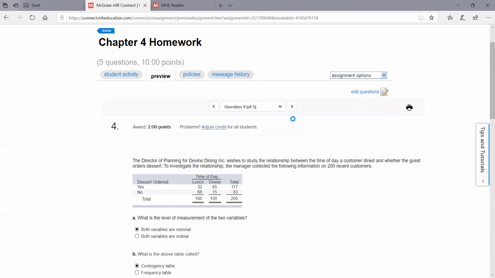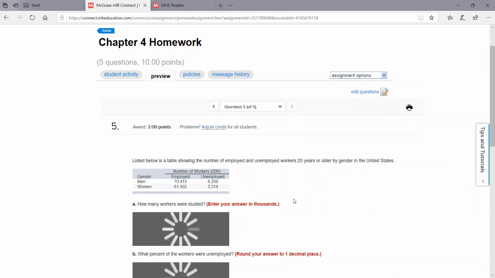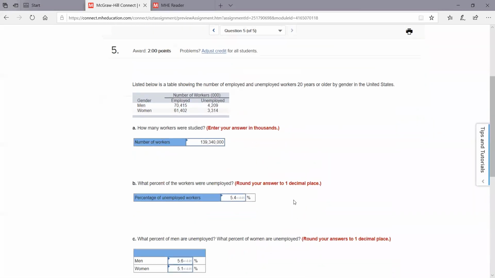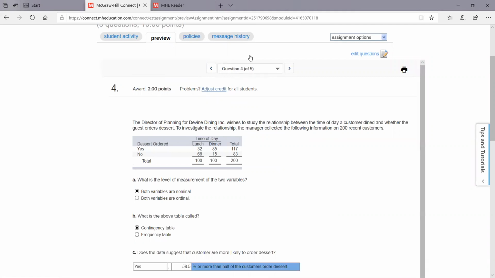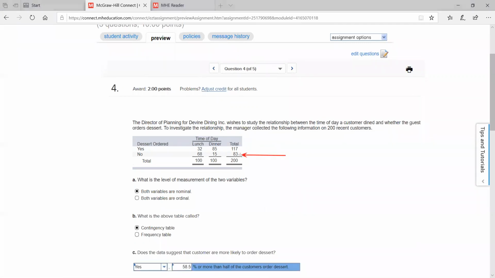And then last one, this would be number 5, another contingency table. Again, the difference between this one and problem 4, let me just compare them. You'll notice in problem 4, they went ahead and gave you a total column, and they didn't do that in problem 5. So in problem 5, I would suggest you go ahead and do that. Let me go back there.